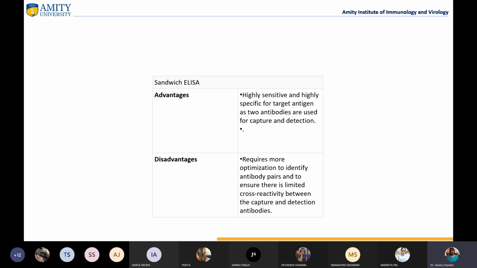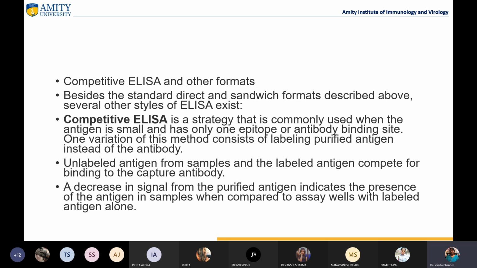Then we have the sandwich ELISA. Sandwich ELISA is very sensitive and very specific for a target antigen. So in case of plant viruses also, we mainly prefer to use the sandwich ELISA, right? A disadvantage is that it requires more optimization to identify the antibody pairs and to ensure that there is limited cross reactivity between the capture and the detection antibody. So that is one disadvantage, and that has to be carefully looked into beforehand.